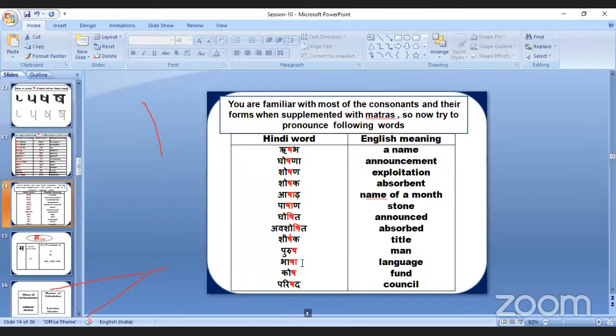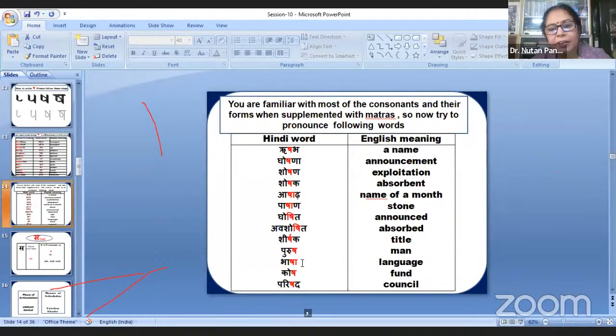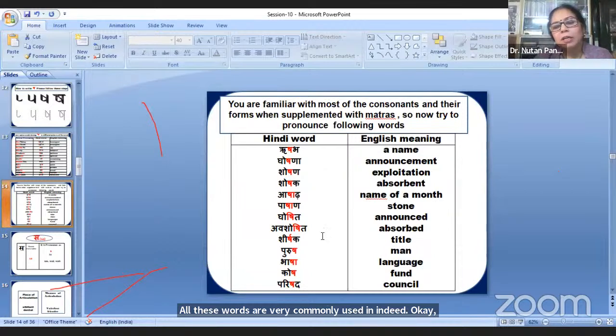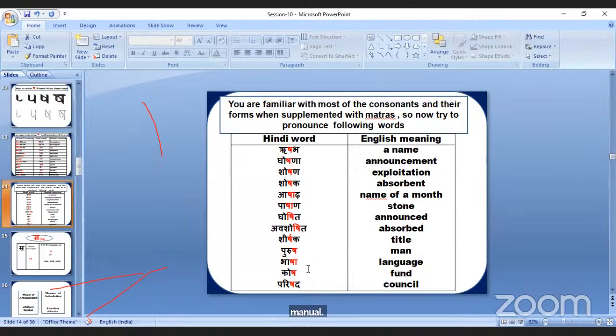Bhasha. Hindi bhasha, Hindi language. All these words are very commonly used in Hindi. That's why make a table and it will be useful when you converse in Hindi. So it is bhasha. Kosh. Parishad.